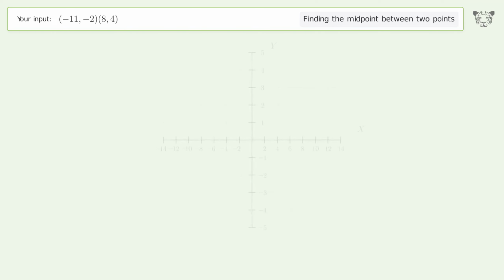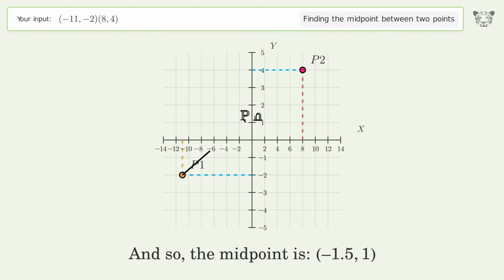And so, the midpoint is negative 1, 5, 1.